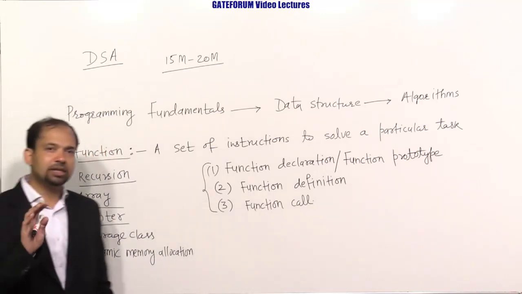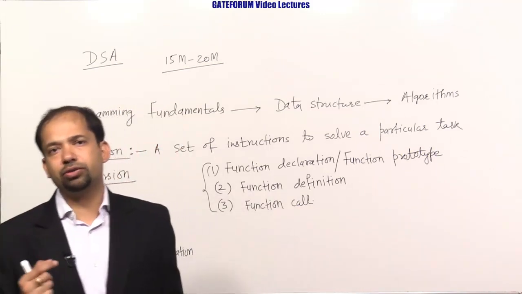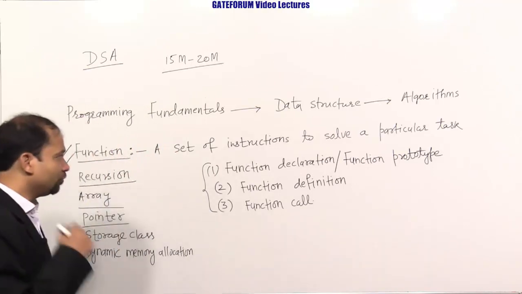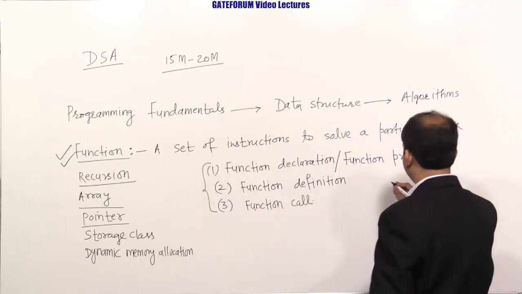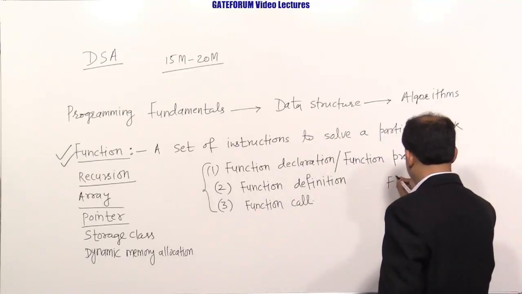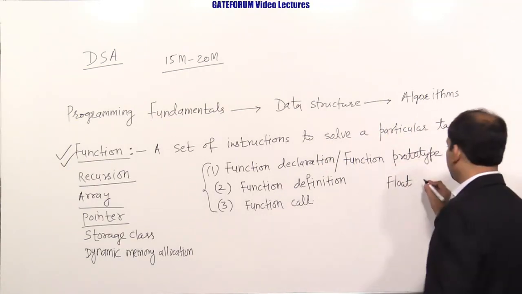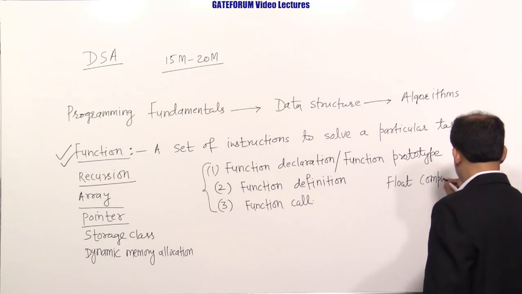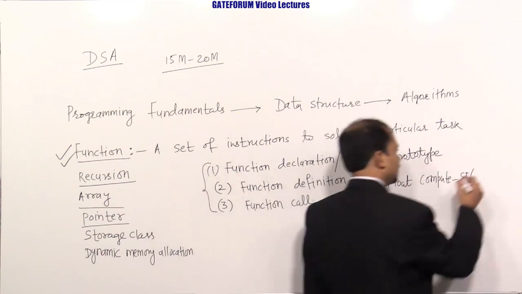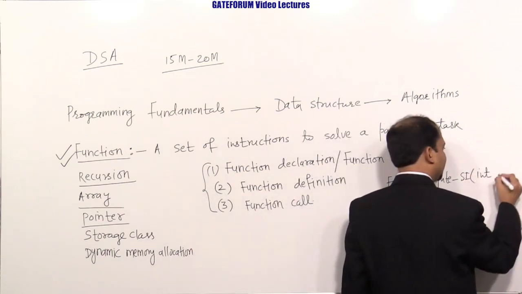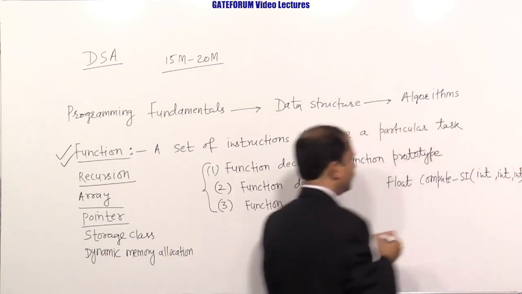If we require to pass inputs, then we need to pass the variables, whatever inputs we require to compute in the function. For example, if I have to compute simple interest, the return type will be float, because the value of simple interest may be a fraction. So float, and the name of the function is compute simple interest. Here we need to pass three things, and they are of integer type.